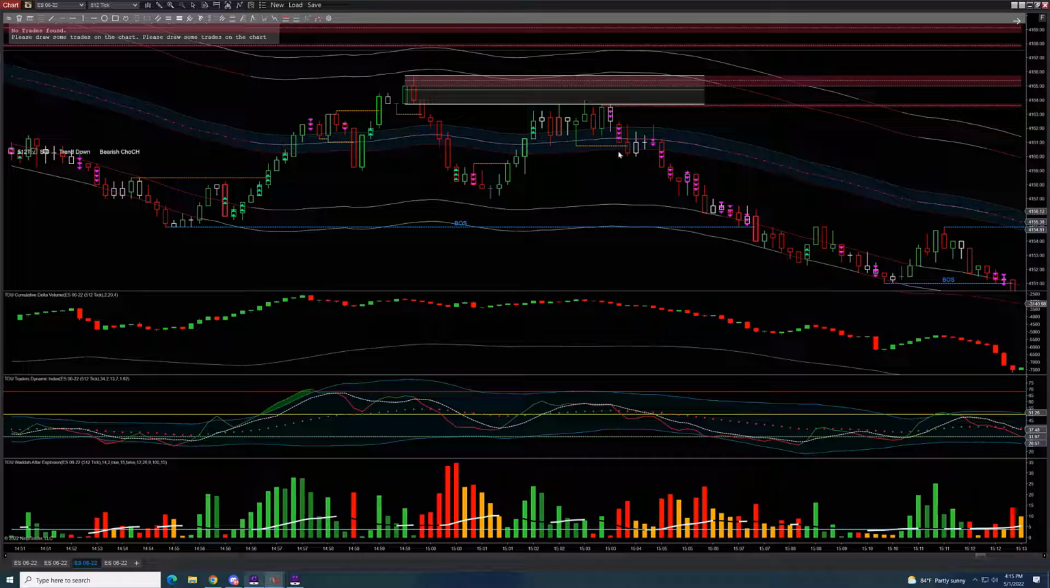Here's the change of character. If you were ultra conservative as we're coming down, there's the first break of the last low that gave me high. So I get a change of character here. Now I'm back into the McGinley. Now look at all the arrows. Boom, boom, boom, boom, boom, boom, boom, boom, all the way down.